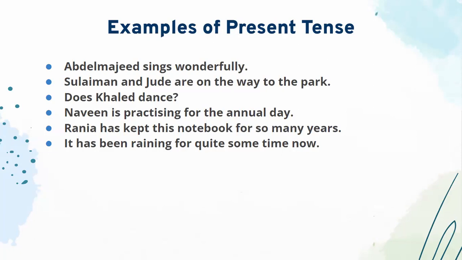Examples of present tense. Abdul Majid sings wonderfully. Sleiman and Jude are on the way to the park. Does Khalid dance? Naveen is practicing for the annual day. Rania has kept this notebook for so many years. It has been raining for quite some time now.